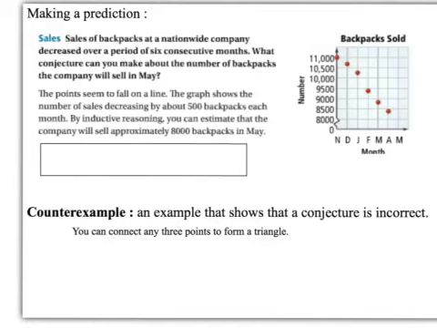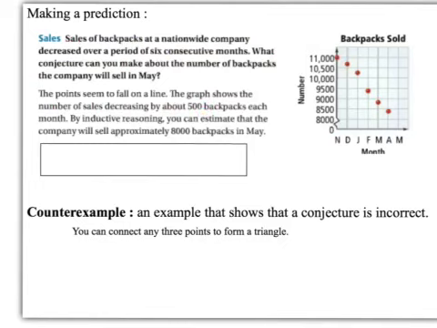Finally, we have making a prediction. Given the information here, the sales of backpacks at a nationwide company decreased over a period of 6 consecutive months, which is shown here. What conjecture can you make about the number of backpacks the company will sell in May? Well, the points we can see are decreasing. Now, the graph shows the number of sales decreasing by about 500. Not exactly. We're just making a prediction.